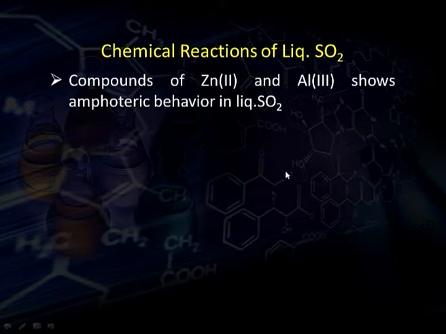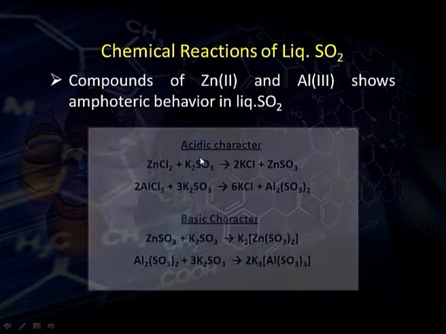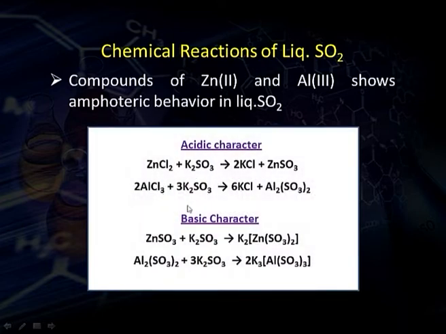Compounds of zinc second and aluminum third show amphoteric behavior in SO2. Amphoteric behavior means that a particular compound can behave as an acid as well as a base. So, here are some examples which show the acidic and basic character of zinc second and aluminum third compounds. In the first example, we have zinc chloride, that is zinc in the +2 state, it reacts with potassium sulphite to form a salt and ZnSO3.